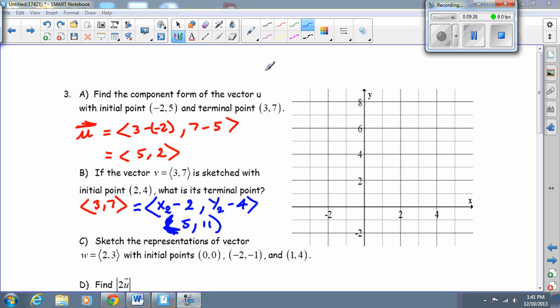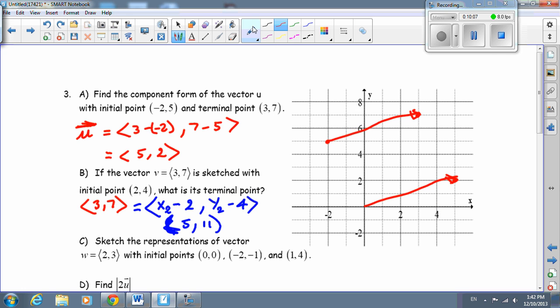Why don't we go ahead and graph this? The first one would have been starting, the initial point is at -2, 5, meaning this point. And the terminal point is at 3, 7, meaning this point. So this is the first vector. Well, let's go ahead and graph the vector U that we translated to the origin. It's actually 5 units to the right, 2 units up. If you notice, these two vectors have the same magnitude and same direction. It's just a translation of this vector down here.